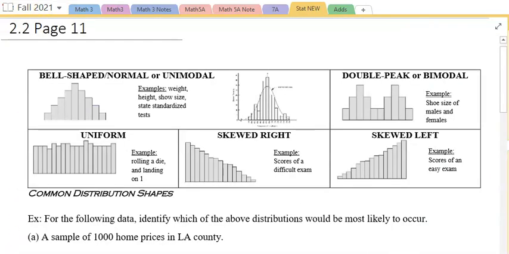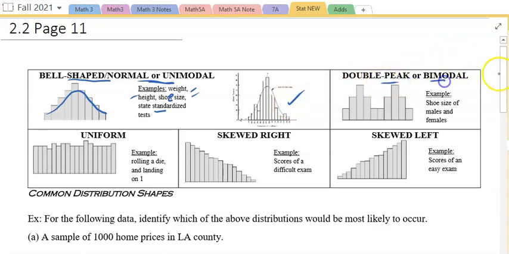Well, here we're talking about the distribution. A bell-shaped curve is a normal or unimodal distribution. Examples: weights, heights, shoe size, standard tests. So if you look at it, it looks like a bell, really. That's called a normal distribution. It looks like this normally, in general.